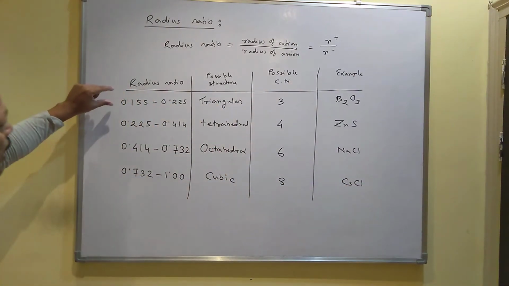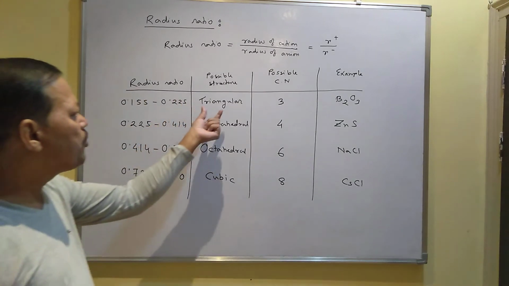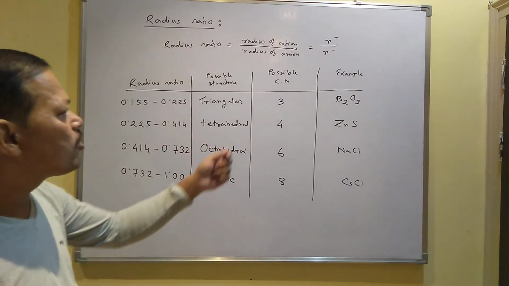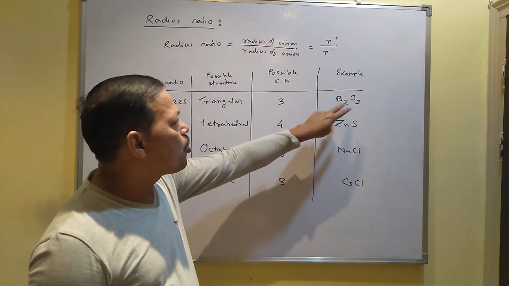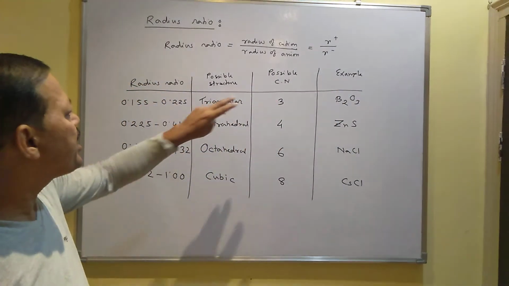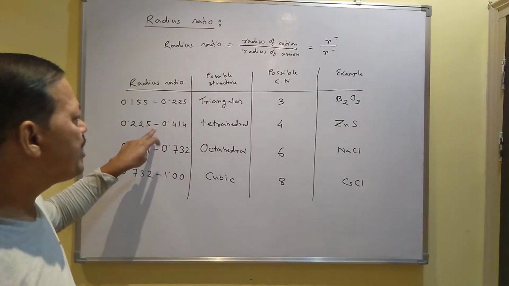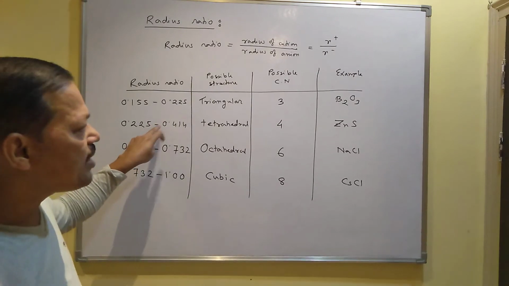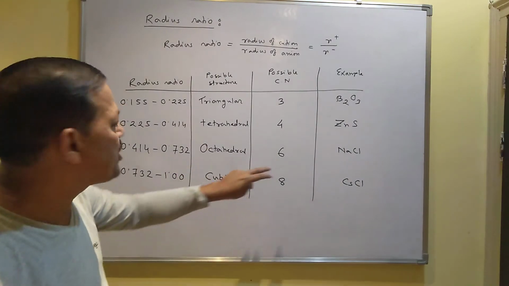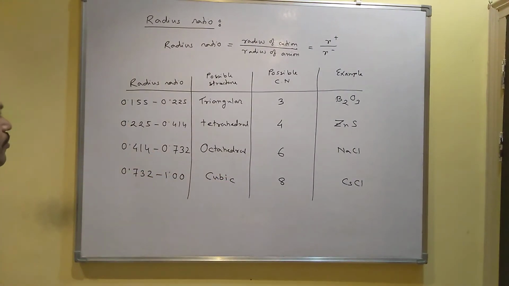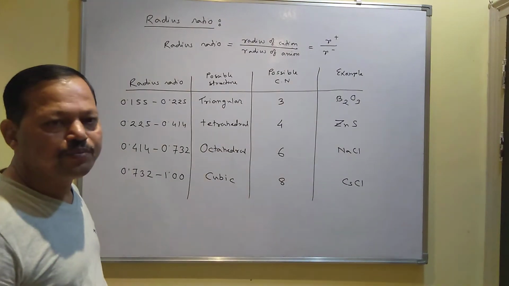So if you know the range of the radius ratio, from this range you can find out the possible structure for the solid, and also the possible coordination number. Boron oxide will adopt a triangular shape because its radius ratio lies in this range. Zinc sulfide adopts a tetrahedral shape because its radius ratio lies in this range and its coordination number is 4. In the case of sodium chloride, the shape will be octahedral with coordination number 6 because its radius ratio lies from 0.414 to 0.732. So in the exam the question may be asked like this.